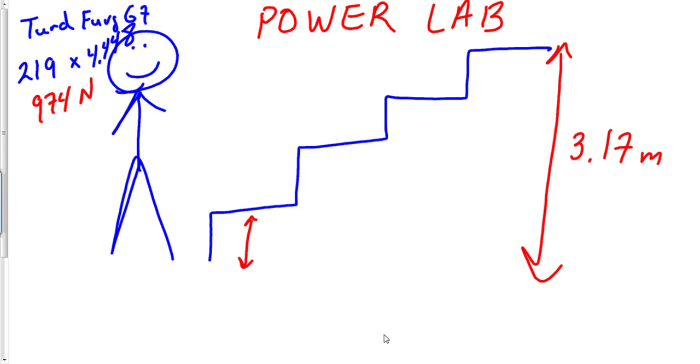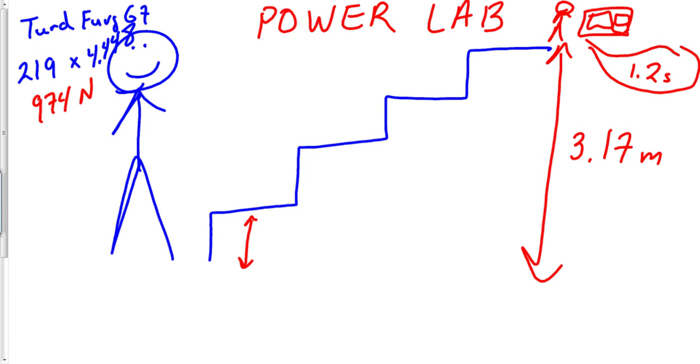So then all we did was have somebody else stand at the very top with a stopwatch, and then they called out the time. For me, it was like blazing fast, 1.2 seconds, something like that. Okay, maybe I'm exaggerating. But anyway, that was all we had to do for the lab. So let's go immediately to the data table and start figuring out a few things.